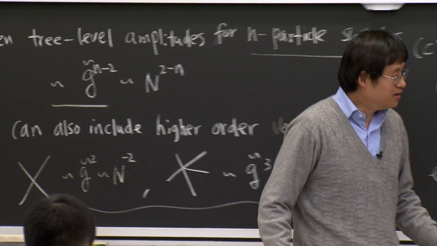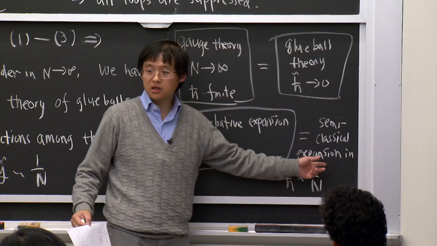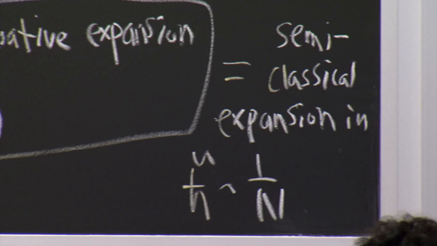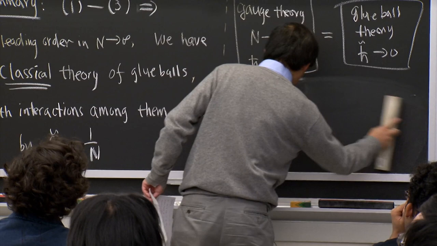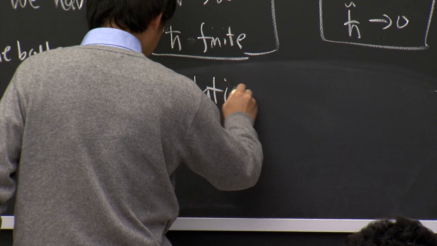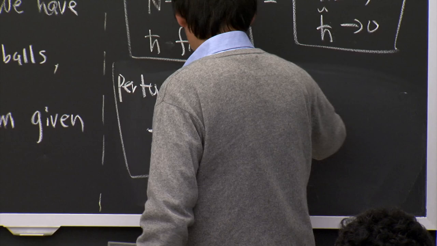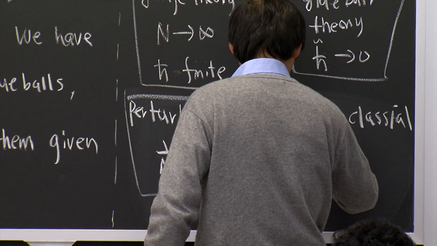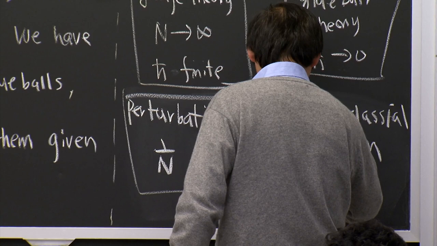And we will now, so is this clear? Yeah, this is a little bit small, in the corner. Is it readable? Yeah, this is a very important statement. Maybe I should rewrite it. Let me just rewrite it. So perturbative expansion, perturbation in 1 over n, is equal to a semi-classical expansion in h bar tilde, which scales as 1 over n.